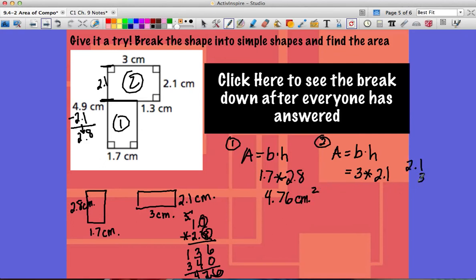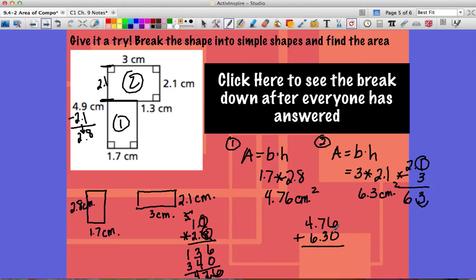For rectangle number 2, we take 2 and 1/10 times 3. 1 times 3 is 3. 6 is 2 times 3. So we move our decimal 1 place to the left. 6 and 3/10 centimeters squared is the area of rectangle number 2. And last but not least, we have to add the two areas together. So rectangle 1 plus rectangle 2.